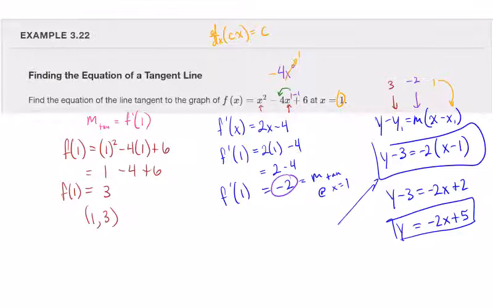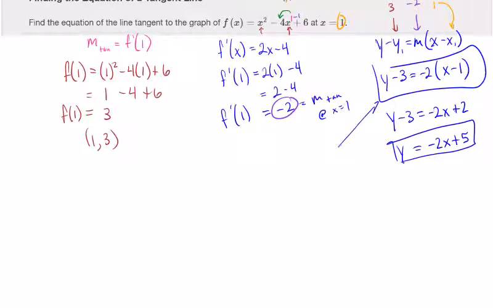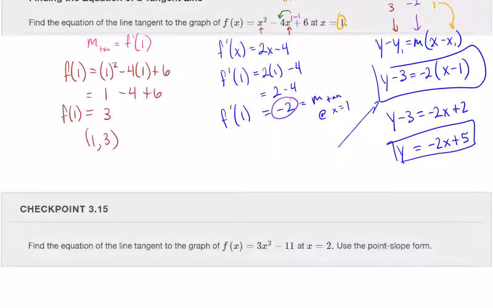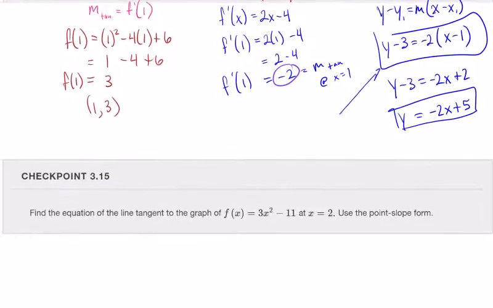All right, so let's do one kind of together. I'll have you drive the bus on this one. So try this one out. What I want you to do first is let's find the derivative function. Go ahead and find f prime.